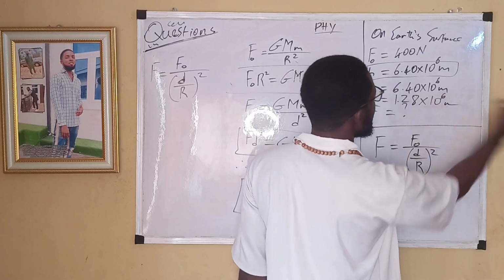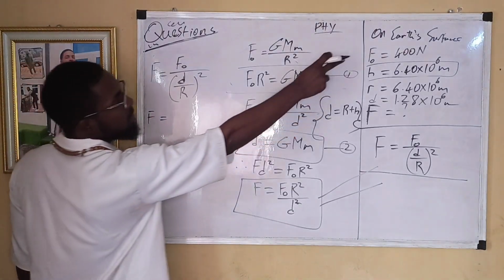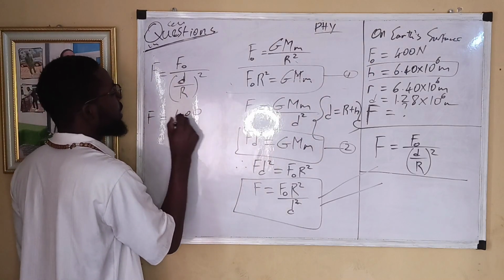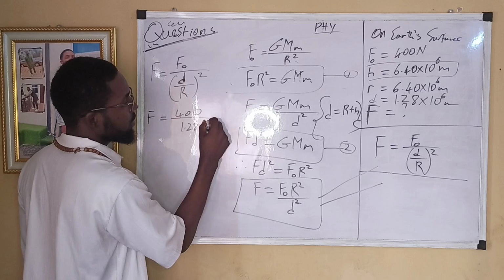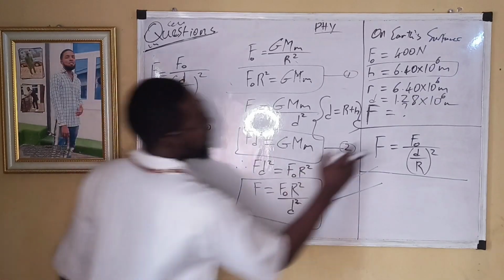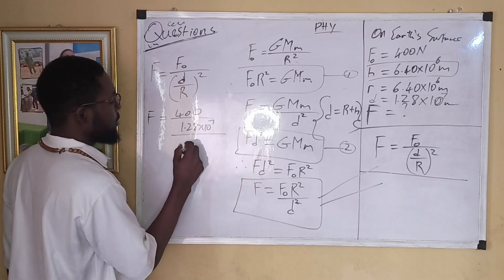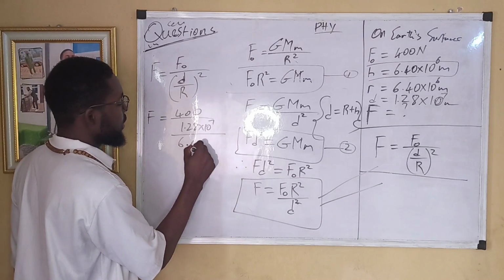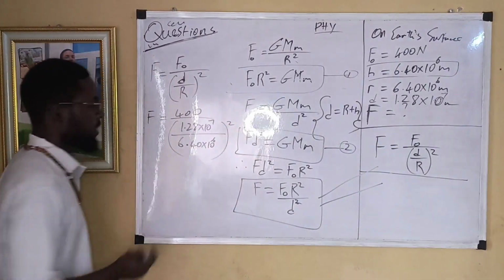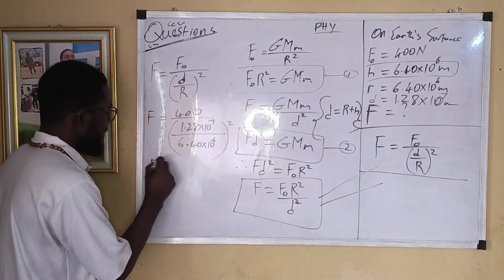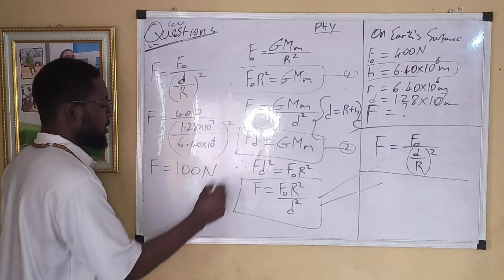That means D equals 1.28 times 10 raised to the power of 7 meter. So therefore, F equals F naught, that means weight on Earth, which is 400, over D, which is 1.28 times 10 raised to the power of 7, all over the radius, which is 6.40 times 10 raised to the power of 6, all squared. Now, if you do this, you are going to arrive at the weight at this altitude equals 100 Newton.